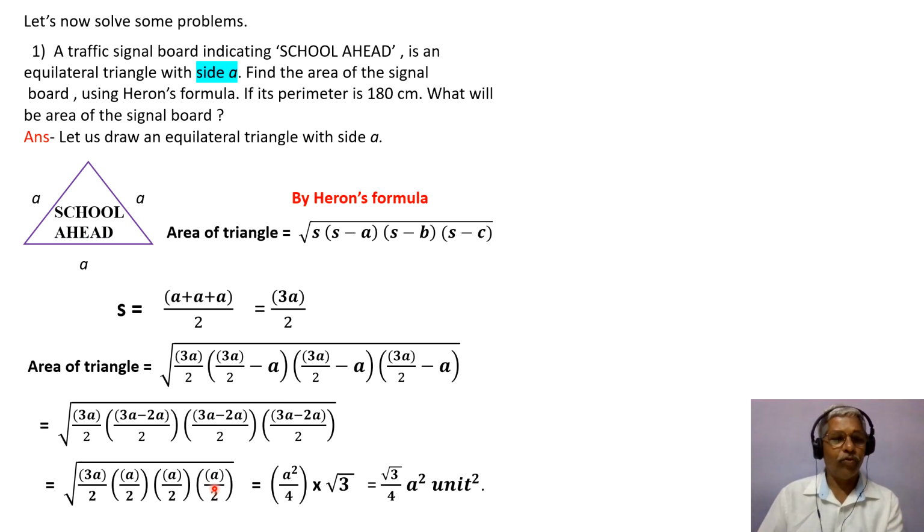So if you take this out, this 3 will remain in the root sign, and A upon 2. So one A upon 2 will come out and another A upon 2 will come out. So A square upon 4 into root 3, this equals root 3 upon 4 A square unit square. Unit square, because this has to be given. Even though the unit is not given, we have to give unit square, whatever will be the unit for A. Simple.